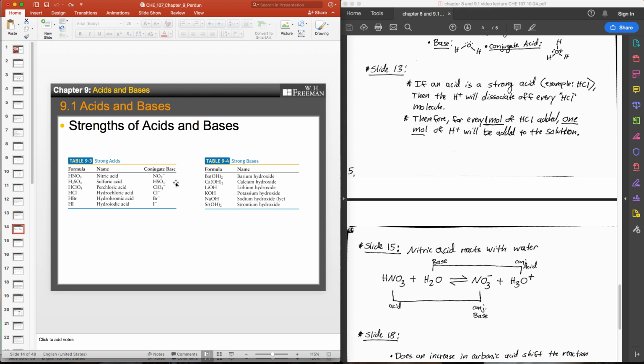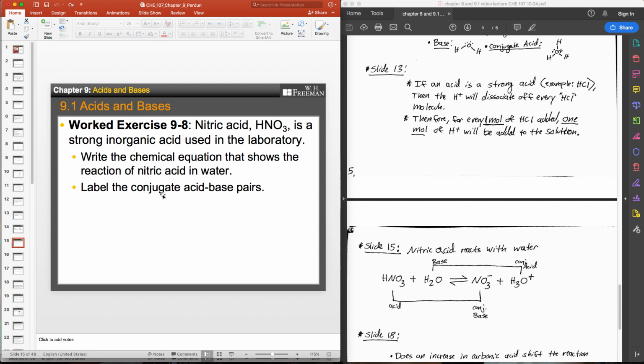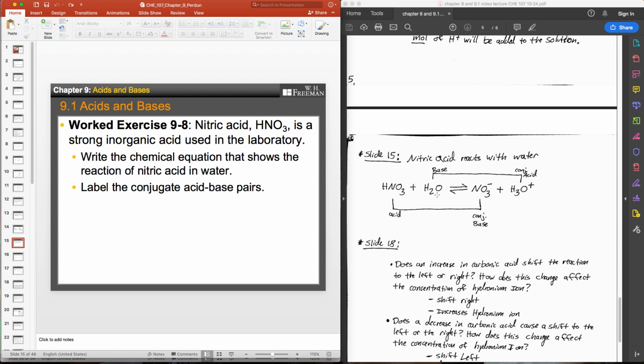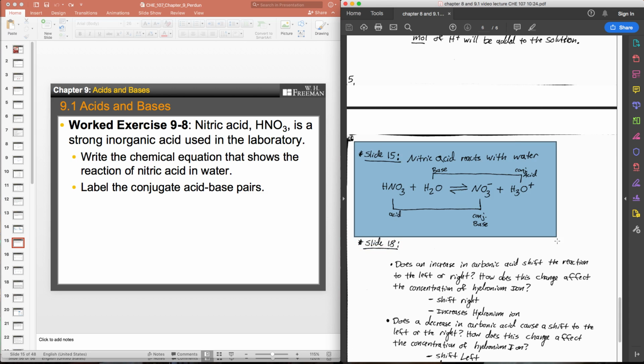But the big thing is, memorize these, know their structure, and then know that they dissociate completely. So if I say I just added 1 mole of HCl, then you know that I just increased the concentration of hydrogen ions by 1 mole, okay? So let's do this worked exercise, and then we're getting to the end of this as well.